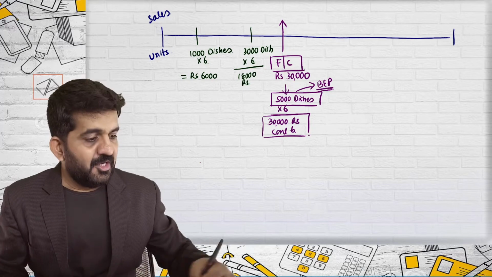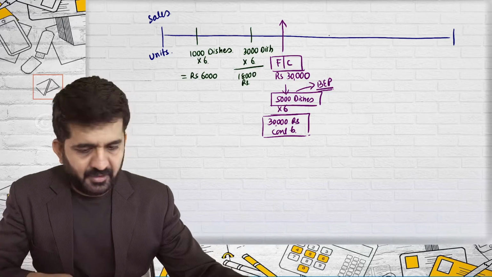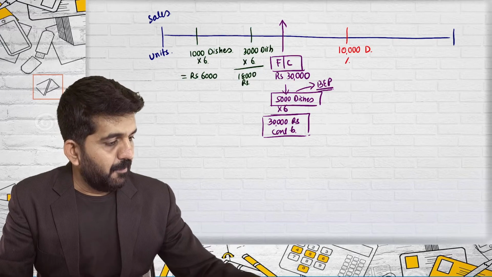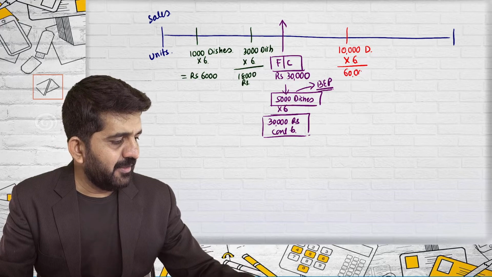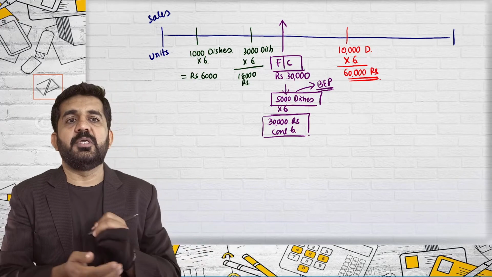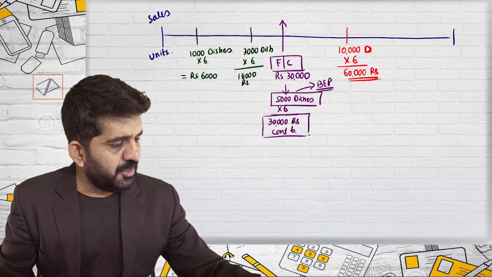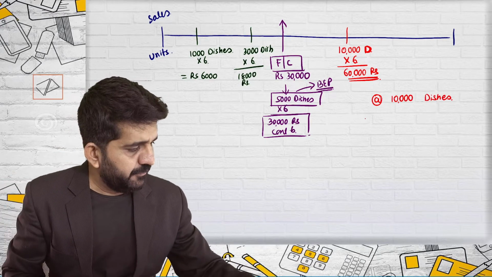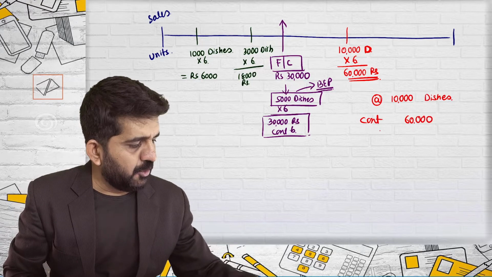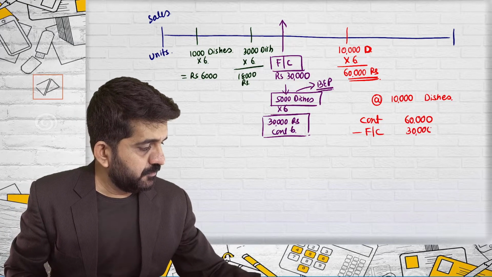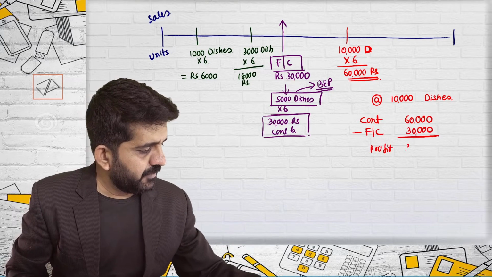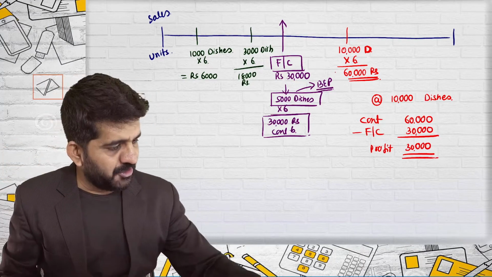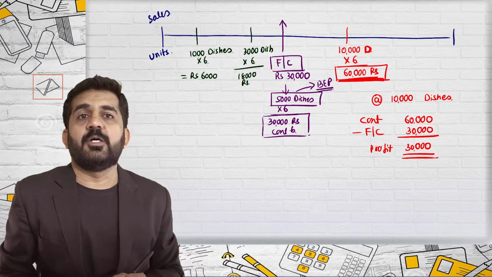Try to concentrate. Now my contribution will increase. If I sell 10,000 dishes, my contribution will be 60,000 rupees. What is my profit? Total contribution is 60,000 minus fixed cost of 30,000. So my profit is also 30,000. See the name, contribution. What is contribution at this level? 60,000 rupees.